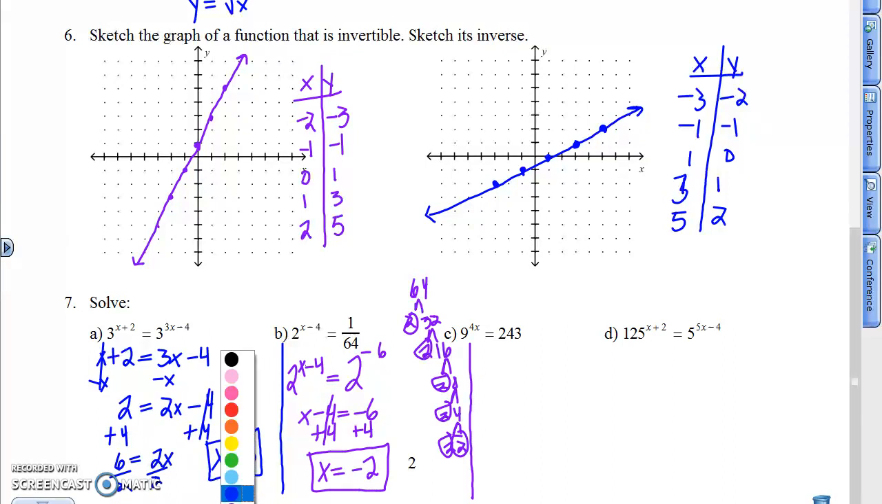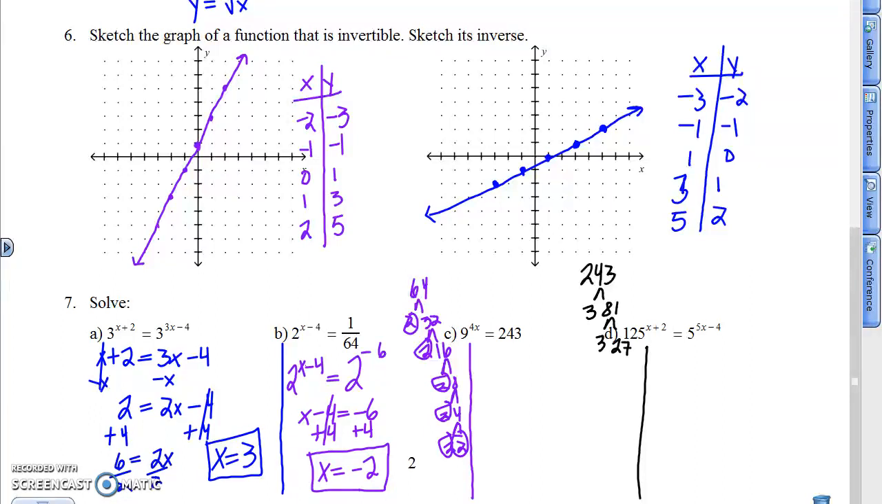In solving C, I think this one is the trickiest of them all, because 243, when I break it down, I can't only get 9, so I have to actually break down both 9 and 243 to get 3's. 3 and 81, 3 and 27, 3 and 9, 3 and 3. So 1, 2, 3, 4, 5 3's. So 243 can be 3 to the 5th.